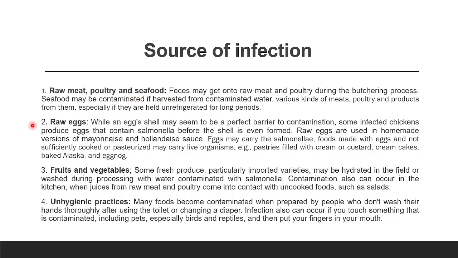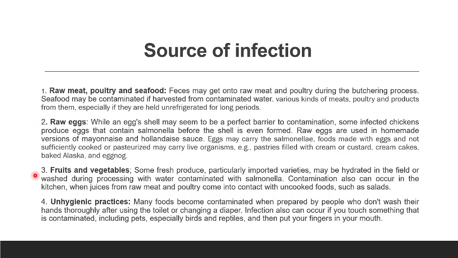Second is raw eggs. Raw eggs are used in many homemade mayonnaise and different sauces. The eggshell is a perfect barrier to contamination, but sometimes it can get infected. From infected chickens, the egg will also be infected. If such eggs are consumed raw in any food, that can be a source of infection.